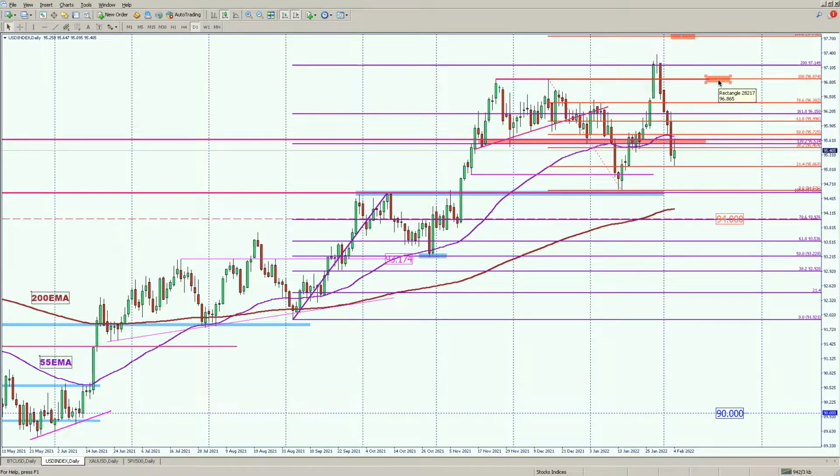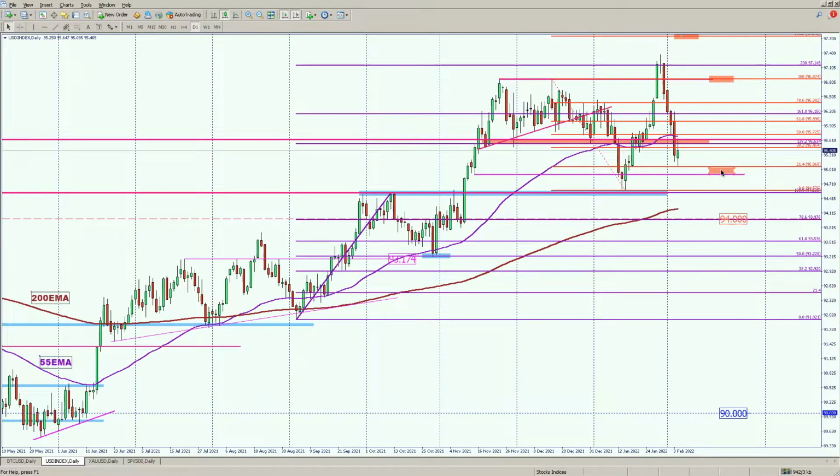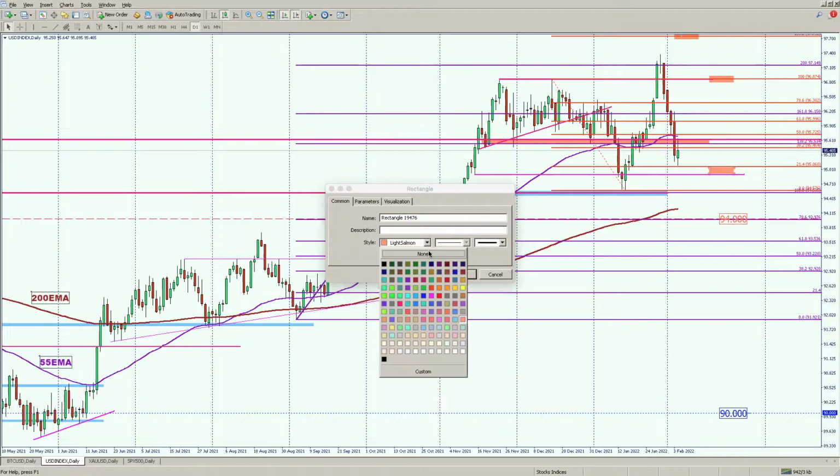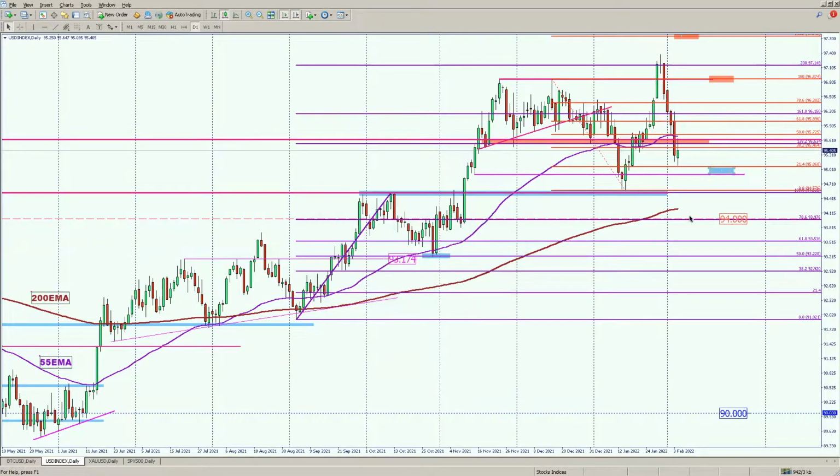And below that, we need to identify this support zone now. This is at a critical level, at this previous swing low, along with the 21 Fib retracement. So this is a support zone. And if it does break below that, there's a key support at this swing high here.